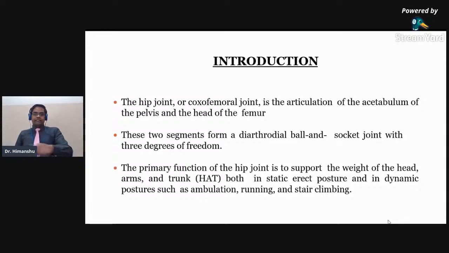Okay, as the last line of this slide, I already told you that the primary function of the hip joint is to support the weight of head, arms and trunk, that is the upper body, HAT, both in static erect posture and in dynamic activities such as ambulation, running, and stair climbing. So weight bearing is a major thing that you have to see in respect of that.